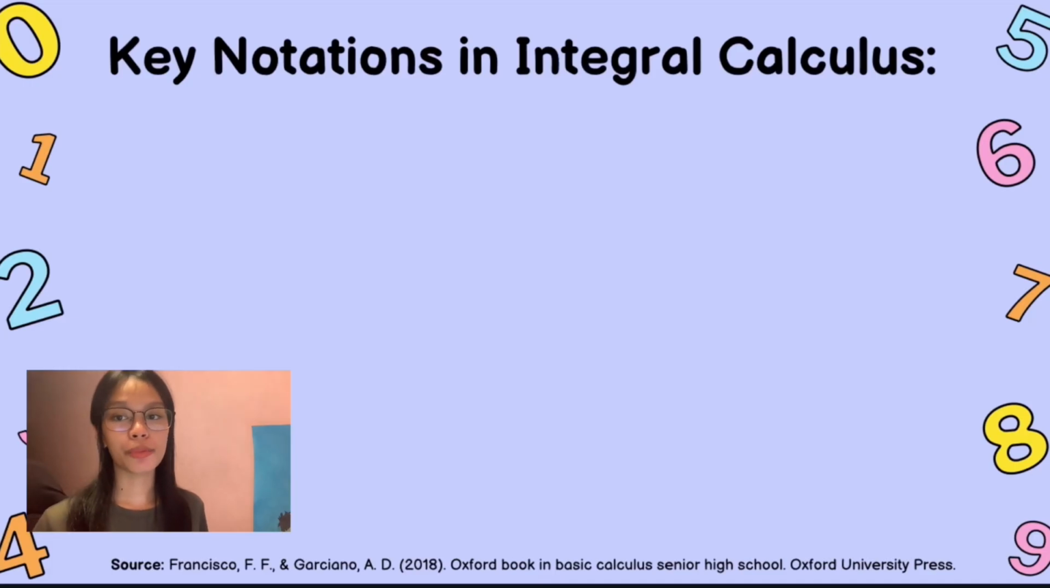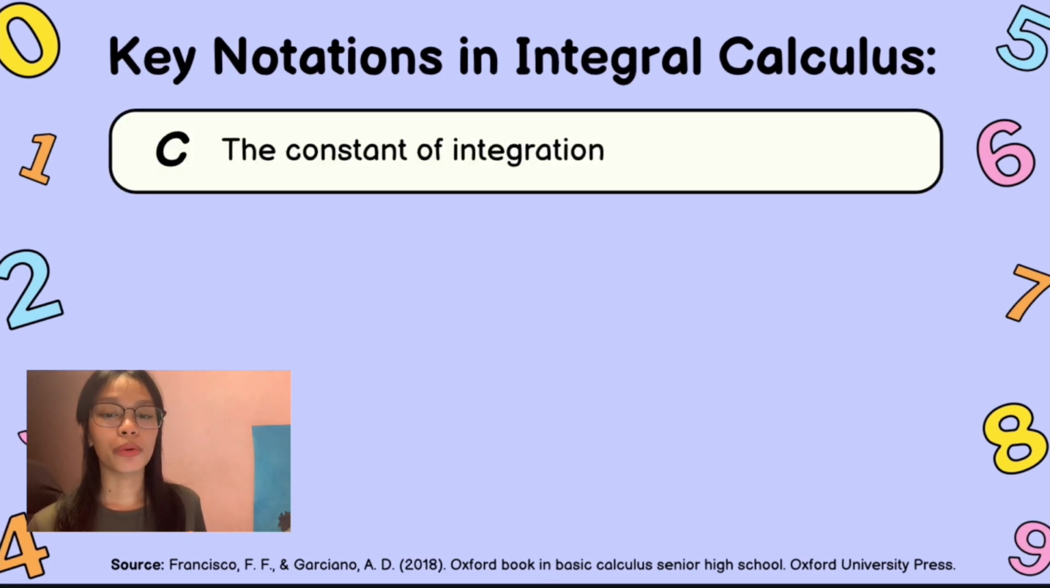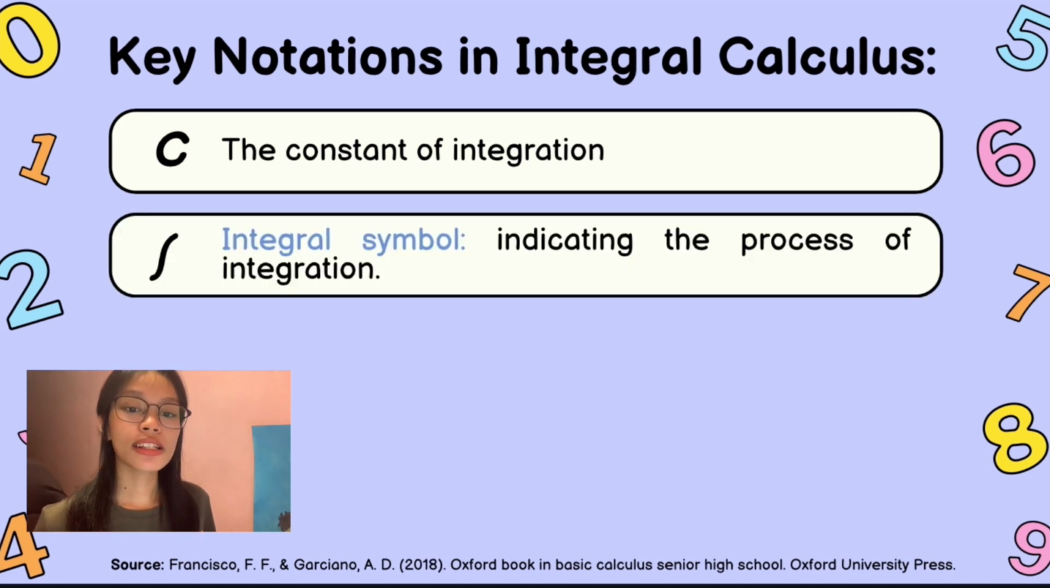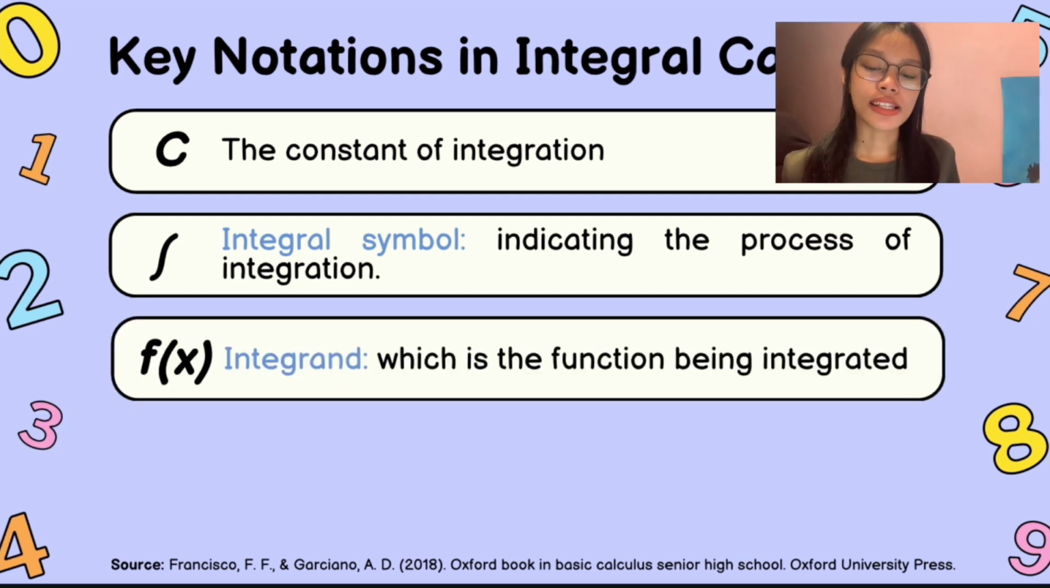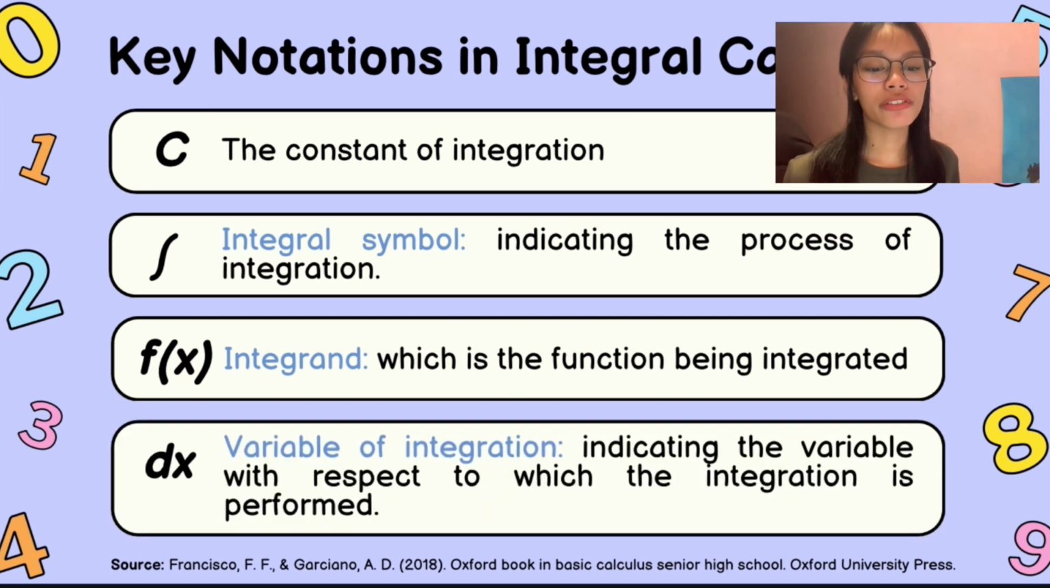To understand our presentation better, we must first be familiar with these key notations in integral calculus. Number 1 is the C, or the constant of integration. It represents all the constants that are differentiated as 0. Second is the integral symbol, indicating the process of integration. Third is the f of x, or the integrand, which is the function being integrated. Lastly is the dx, or the variable of integration, indicating the variable with respect to which the integration is performed.